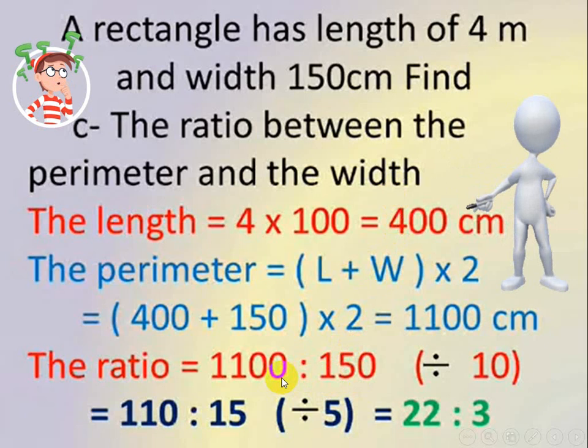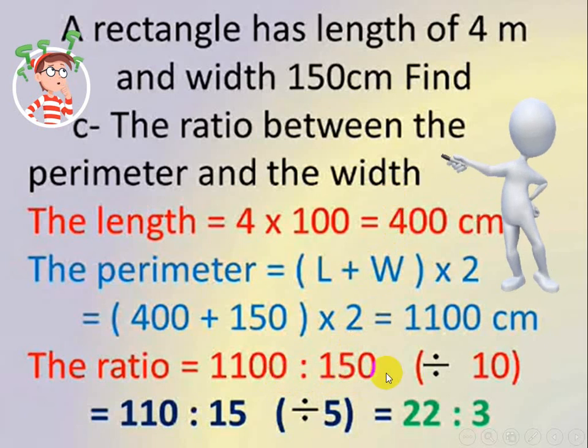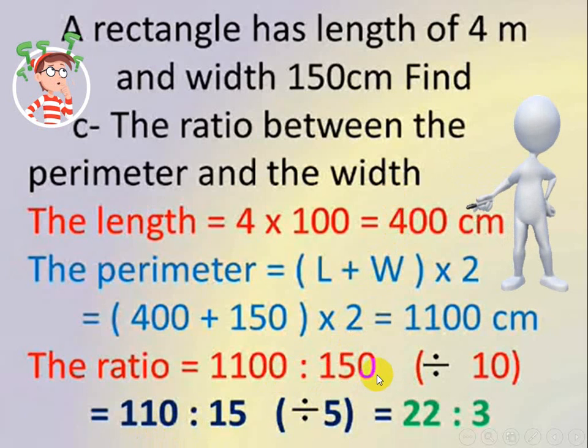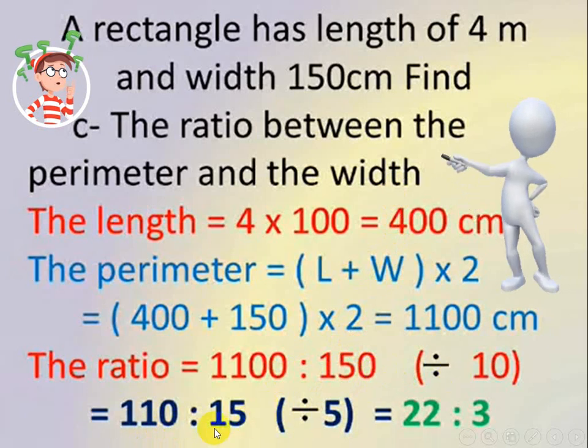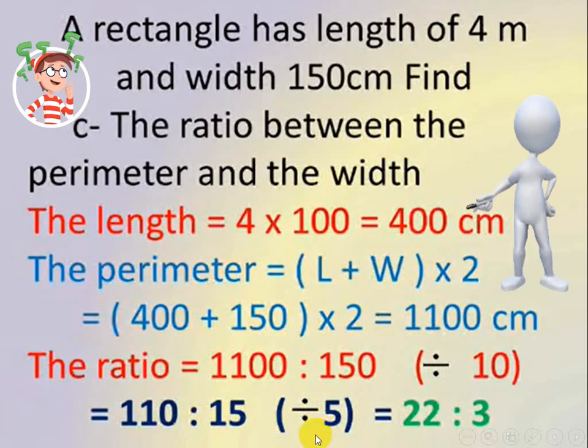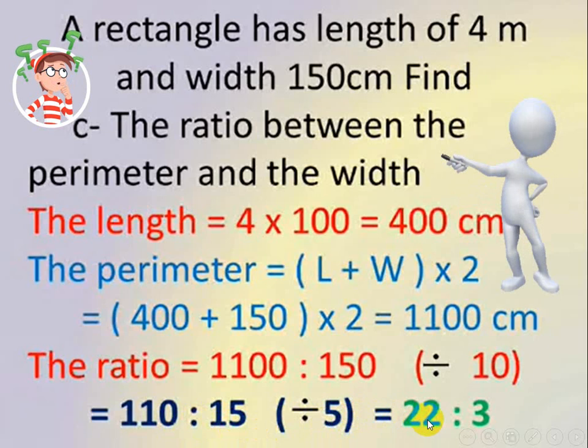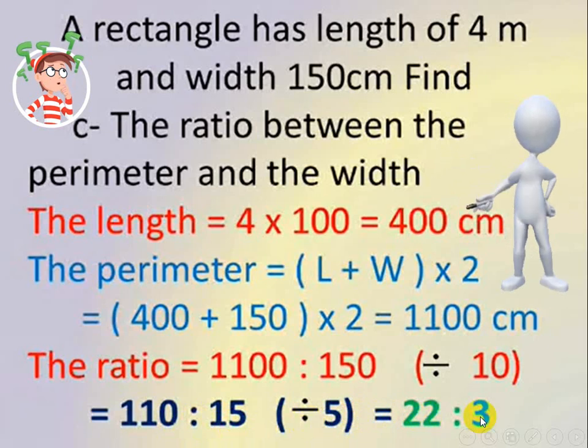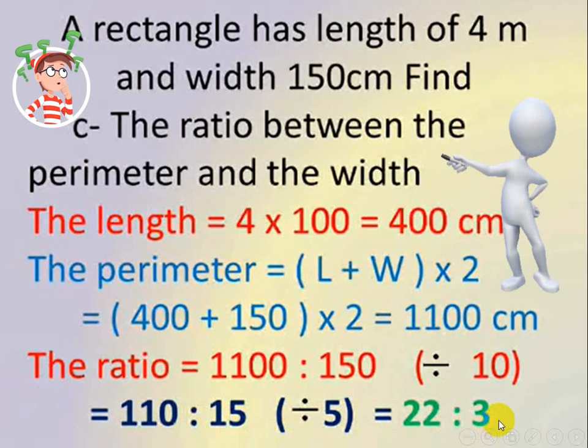Observe that. 1100 divided by 10 equals 110. 150 divided by 10 equals 15. You know 110 to 15 are divisible by 5. 110 divided by 5 equals 22. 15 divided by 5 equals 3. 22 and 3 are in the simplest form, so the ratio 22:3.